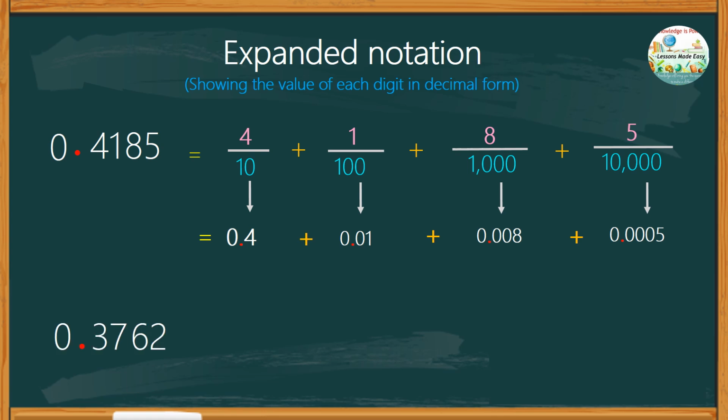This time, try to expand this number by yourself. 0.3762. Show the value of each digit in decimal.